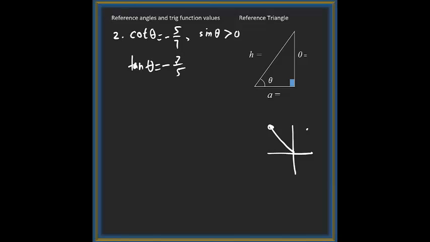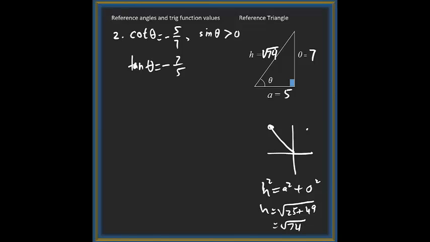Now we need to complete our triangle. We know tangent is O over A. So O is 7 and A is 5. I'm using a reference triangle, so I ignore the negative sign. To determine H, using the Pythagorean theorem, H squared equals A squared plus O squared. A is 5, squared is 25, and O is 7, squared is 49. So you are getting H equals square root of 74.